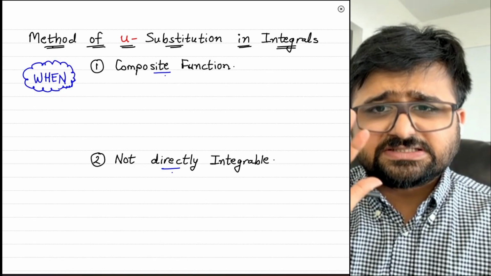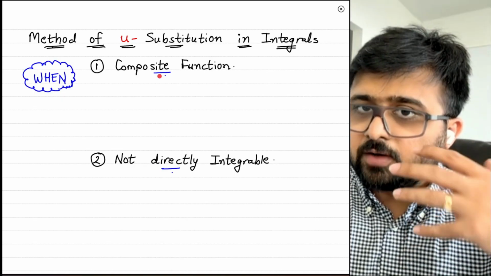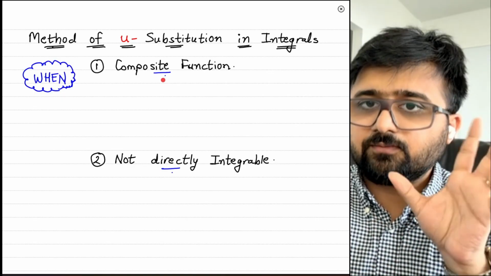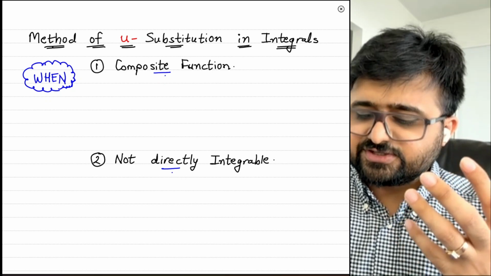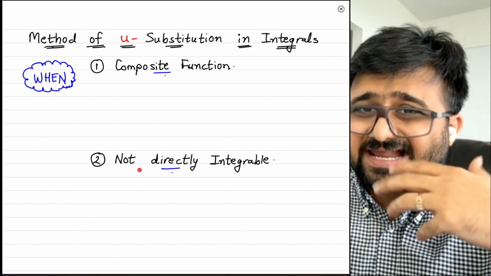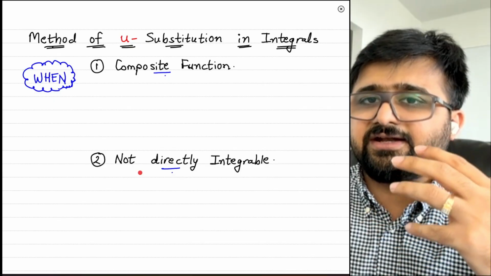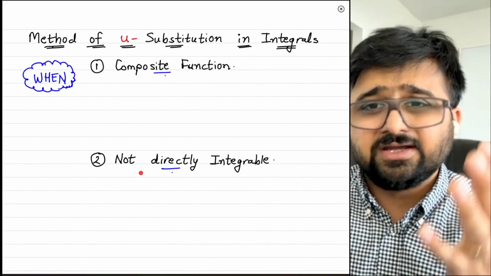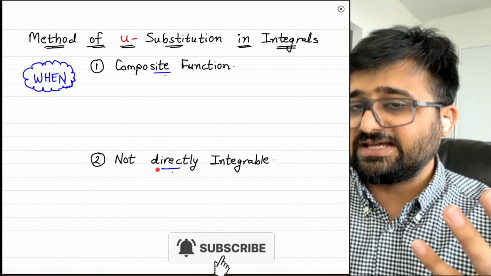There are really two situations when we have to do the method of substitution in integration. Case number one, which is the most common, is when you have to deal with a composite function. I'll tell you in a minute what a composite function is. But the other situation is when you have a function which is not directly integrable using the standard integration methods that we have. These are really some special cases that we deal with.